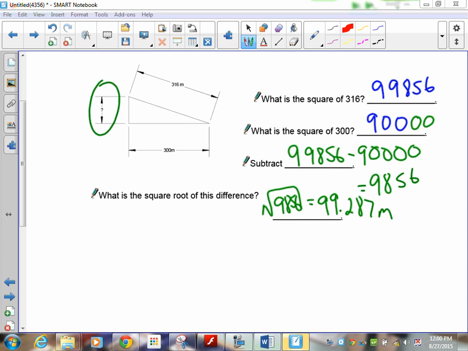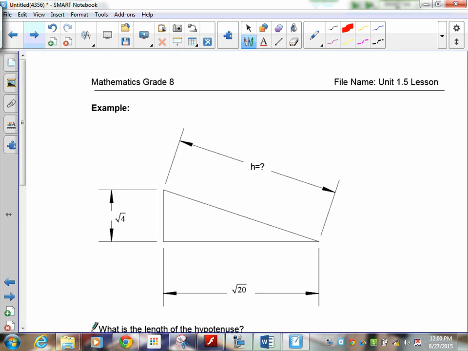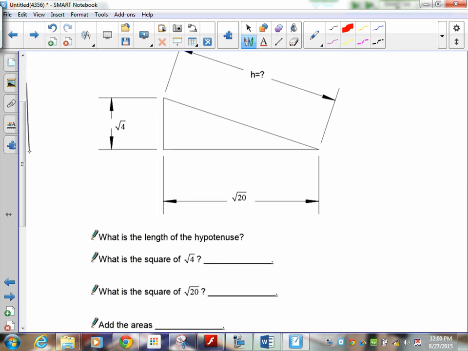All right, so go back over this. It's not that difficult. I know I kind of messed up with the numbers there for a second, but square this, subtract, square root this. All right? All right, take a look at the next question. Pause the recording, and this time I'd like you to find the hypotenuse.